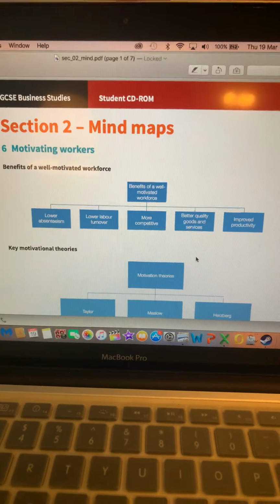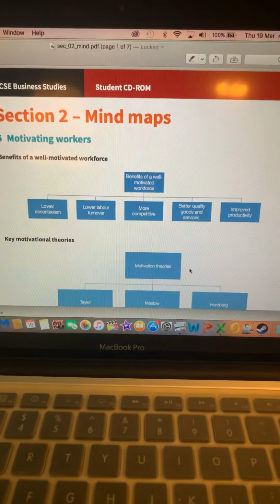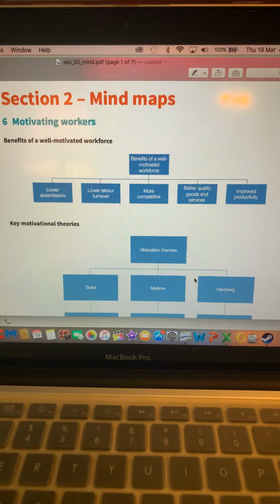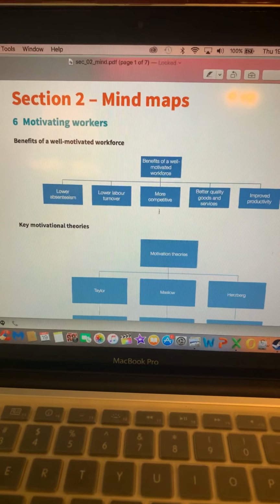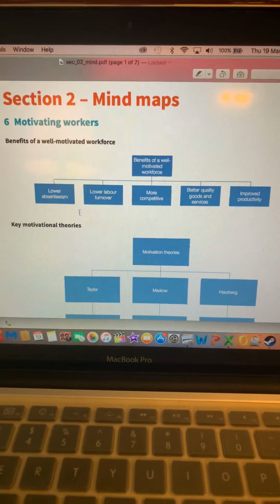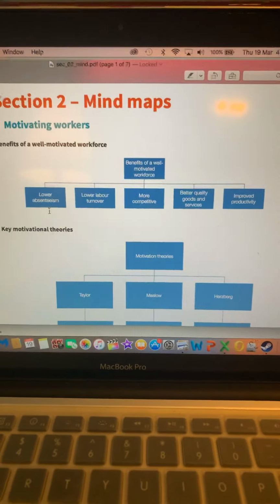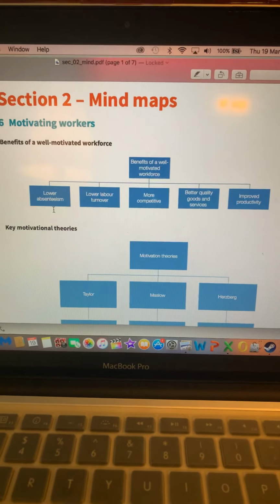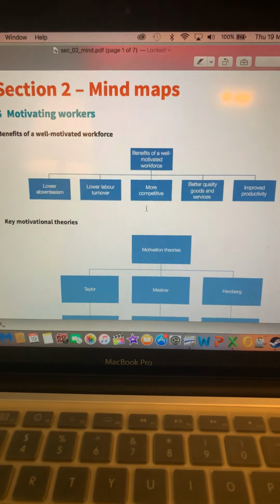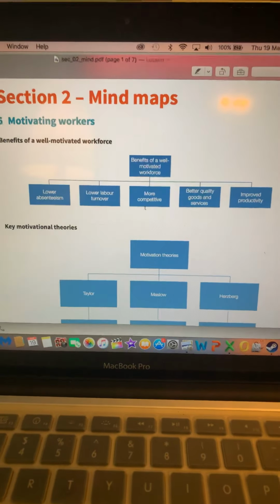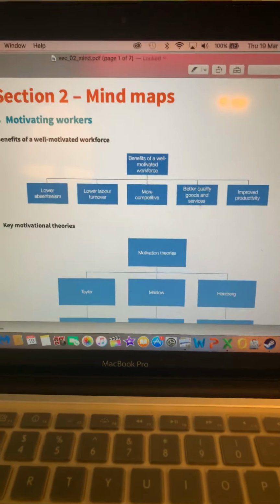Section number two, unit number six, motivation of workers, various methods of motivating workers. A well motivated workforce will have these things. These are the things that will be good about a well motivated workforce. Low absenteeism, meaning they don't not turn up to work. Lower labor turnover, they don't leave the business. The business becomes more competitive. Better quality goods and services because they are doing a better quality job, right?